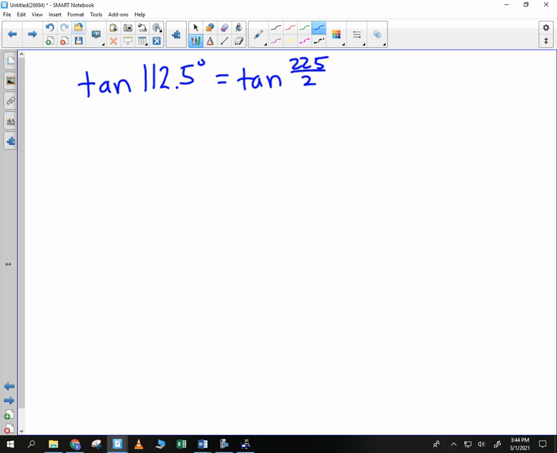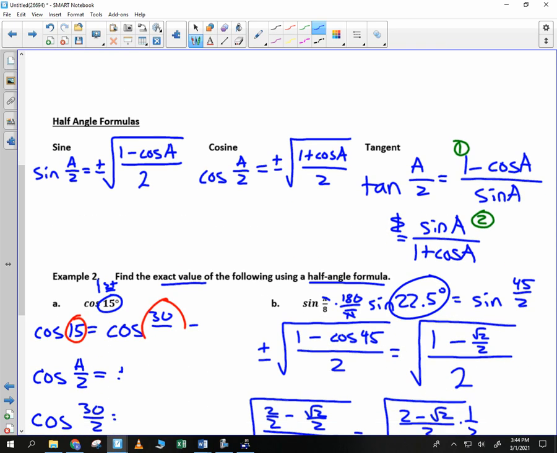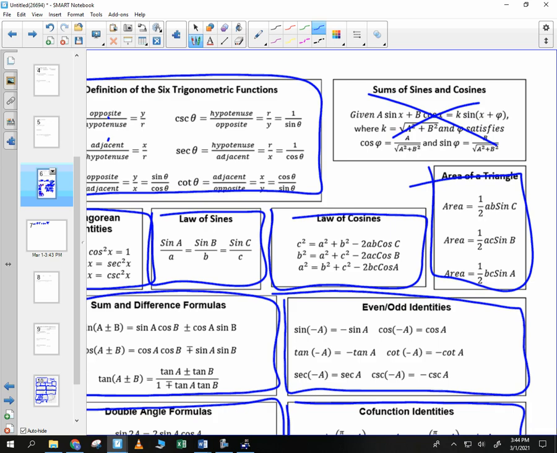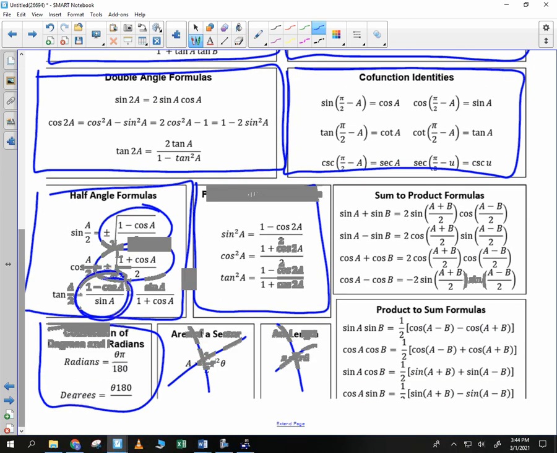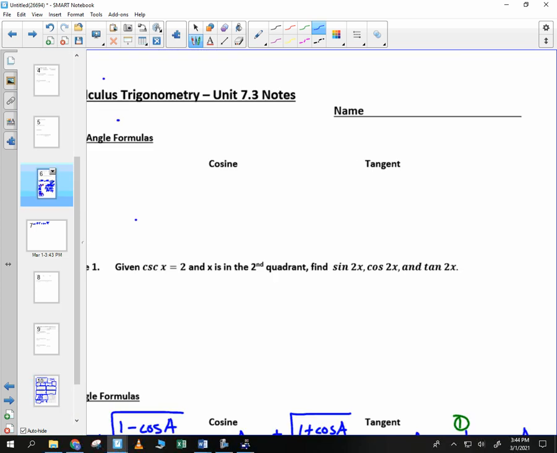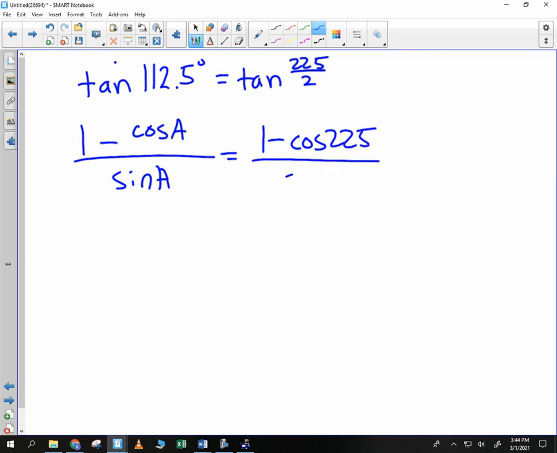The formula for tangent, as you look back at it, I like to use the first one: 1 minus cosine of A over sine of A. I'm going to check this one just to make sure I've got it right. 1 minus the cosine of A over the sine of A. And so what I've got to find is 1 minus the cosine of 225 divided by the sine of 225.